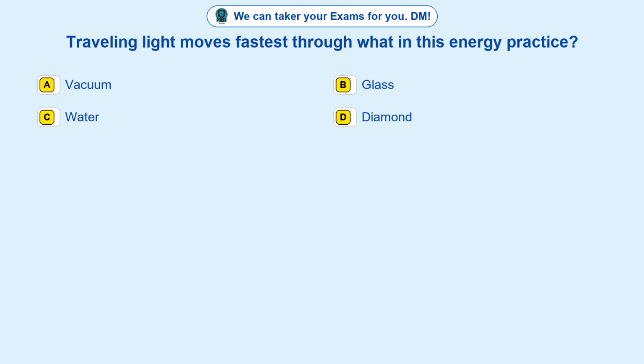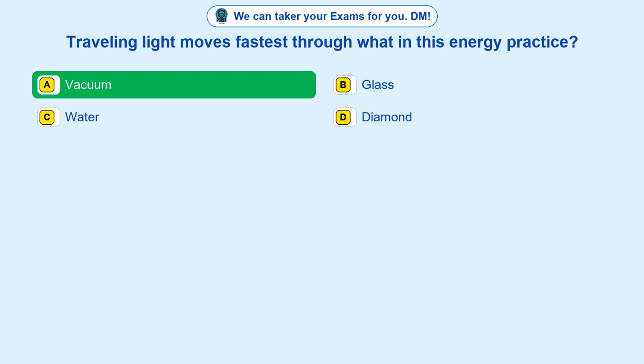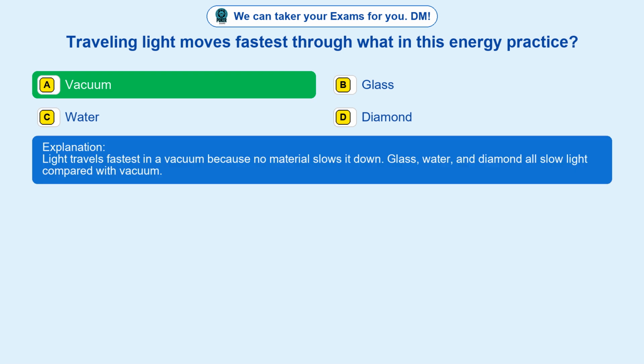Question 66. Traveling light moves fastest through what in this energy practice? Option A, vacuum. Option B, glass. Option C, water. Option D, diamond. The correct answer is option A. Vacuum. Light travels fastest in a vacuum because no material slows it down. Glass, water, and diamond all slow light compared with vacuum.